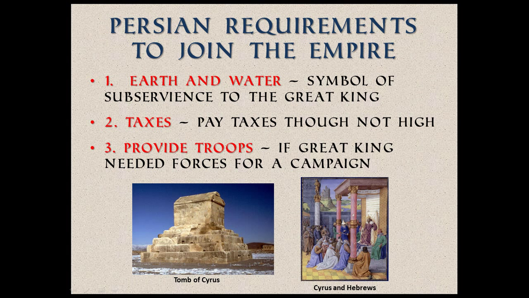So you can see how well liked the Persians were by the people they conquered. Well liked until they ran into the Greeks. The Greeks looked at that symbol of earth and water as a form of slavery. But we will talk about that in the next video.